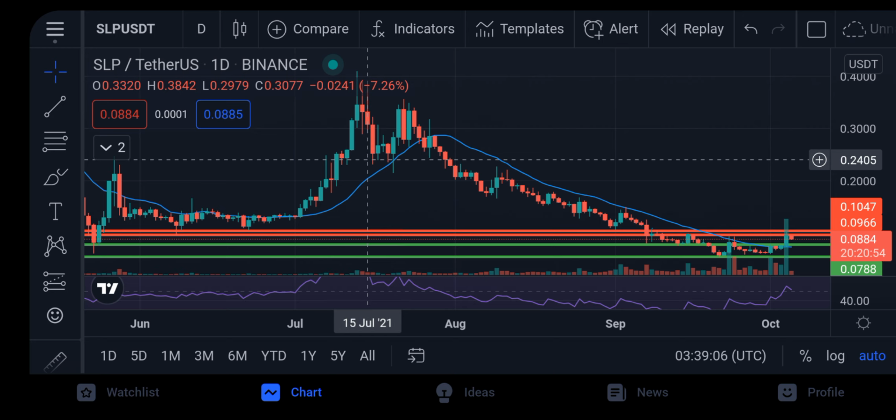Secondly, you have to know what amount of money you want to invest, because in every investment there is a risk associated with it, and we should calculate the risk associated with it.